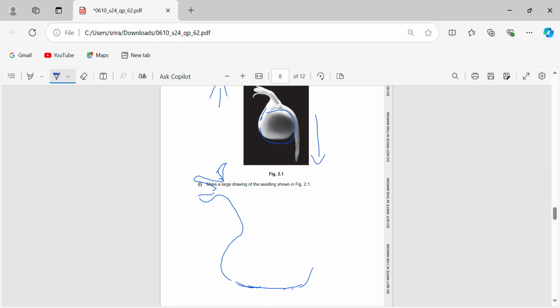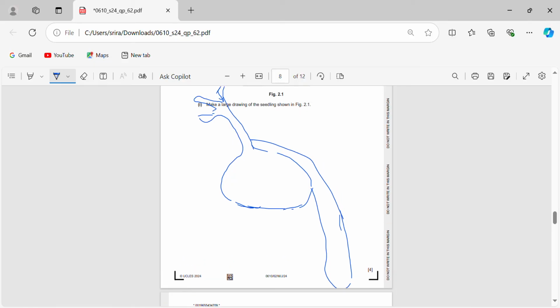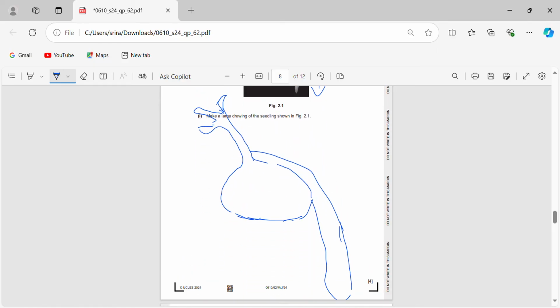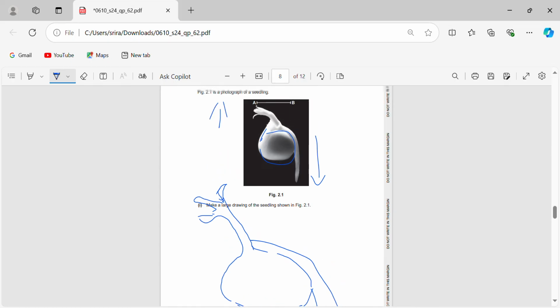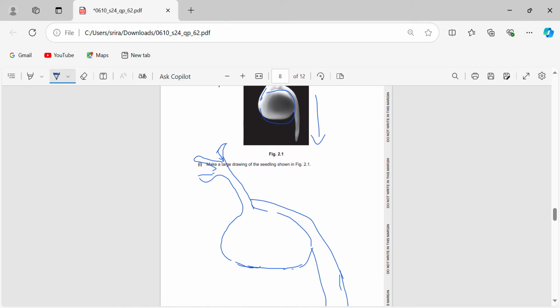Again, when you're drawing it, don't let the outline become broken like this. Just let that go quite a bit down. So see again here, the radical is much larger than the plumule. We've shown 2 outerwards curved leaves on the plumule, and we have drawn those details.